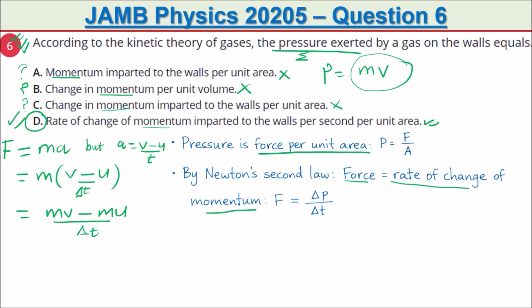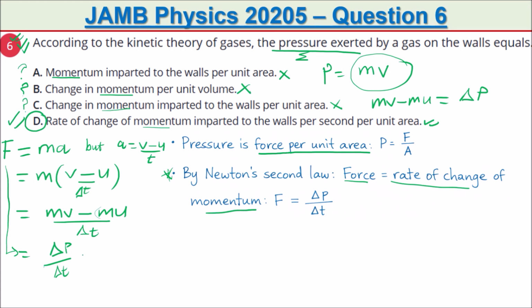So this is final momentum because it's mass times final velocity. This is initial momentum because it's mass times initial velocity. Therefore, we can safely say mv minus mu is equal to change in momentum. Hence, we can write here change in momentum over change in time is equal to the force. That's why we're saying Newton's second law defines a force as the rate of change of momentum.